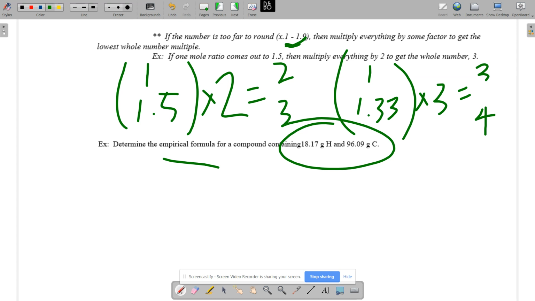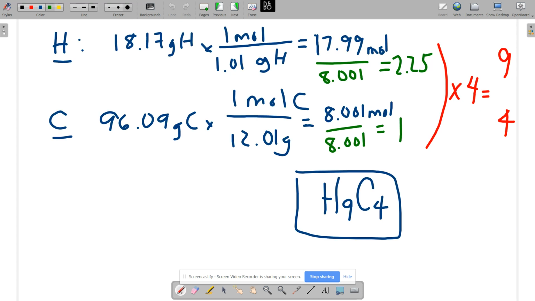Okay, so I hope you gave it your best go, but let's see how you did. You take the hydrogen, 18.17 grams, and they just gave you the gram value, so you didn't have to worry about percentages. Converted to moles, I got 17.99 moles. Did the same thing with the carbon, 96.09 grams carbon, converted to moles, got 8.001 moles. Then we divided by the smallest mole value, 8.001, so we set this one to 1, divided the other by 8.001, and the ratio came out to 2.25.